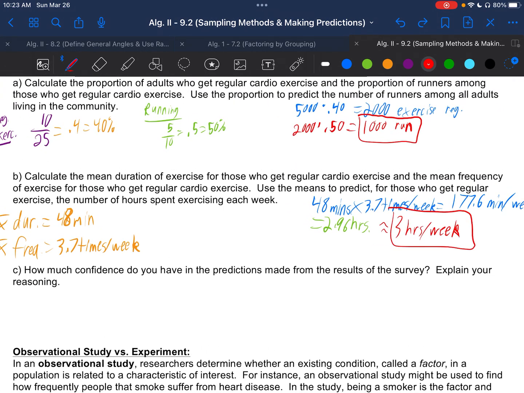So how much confidence do you have in the predictions made from the results of the survey? And explain your reasoning. So personally, I would say that the sample was random, so that's great. As I said earlier, it was done randomly, which is good.